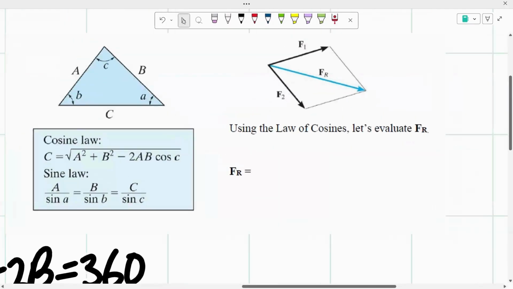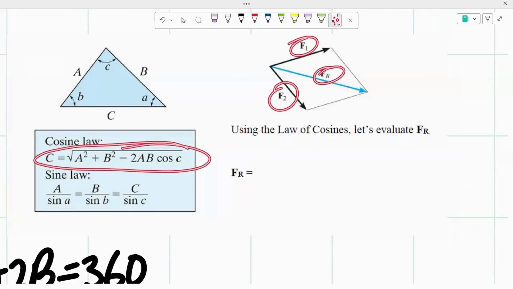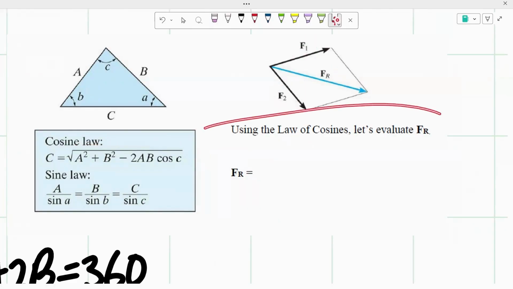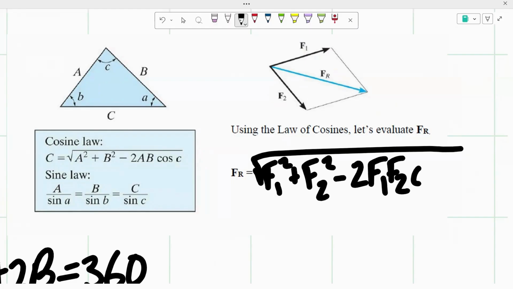So rewriting the cosine law in these terms using FR, F1, and F2, just rewriting C, A, and B in terms of FR, F2, and F1, we get FR is equal to F1 squared plus F2 squared minus 2 F1 F2 cosine beta.